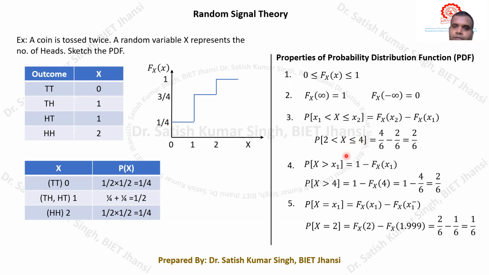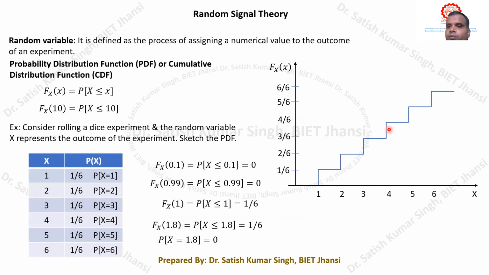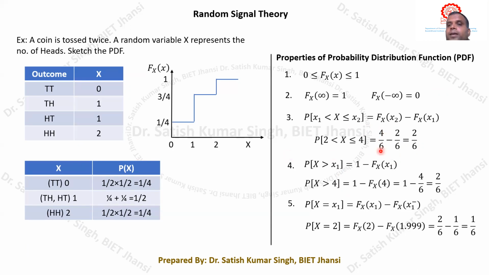Here you can see that the probability that this random variable is less than or equal to 4 is 4 by 6. Similarly for 2 it is 2 by 6. So this can be written as 4 by 6 minus 2 by 6, which is equal to 2 by 6. This way we can calculate the probability that a random variable takes in any range.